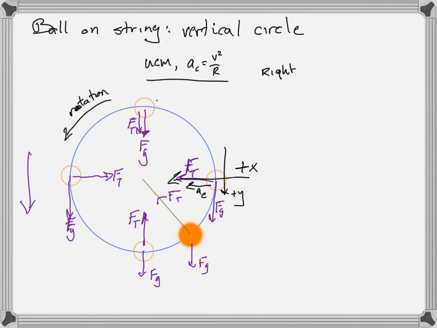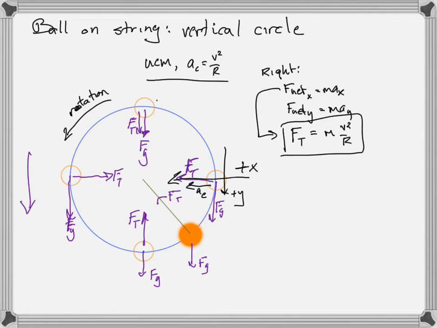Okay, so let's apply this to the ball at the right-hand side of its circle. F net x equals m a x, F net y equals m a y. Let's take F net x equals m a x and look at all the forces in the x direction. In the x direction, we have Ft equals m, filling in the forces from the free body diagram, and then the acceleration, v squared over r. There, we're done, right? That's the tension on the right-hand side.